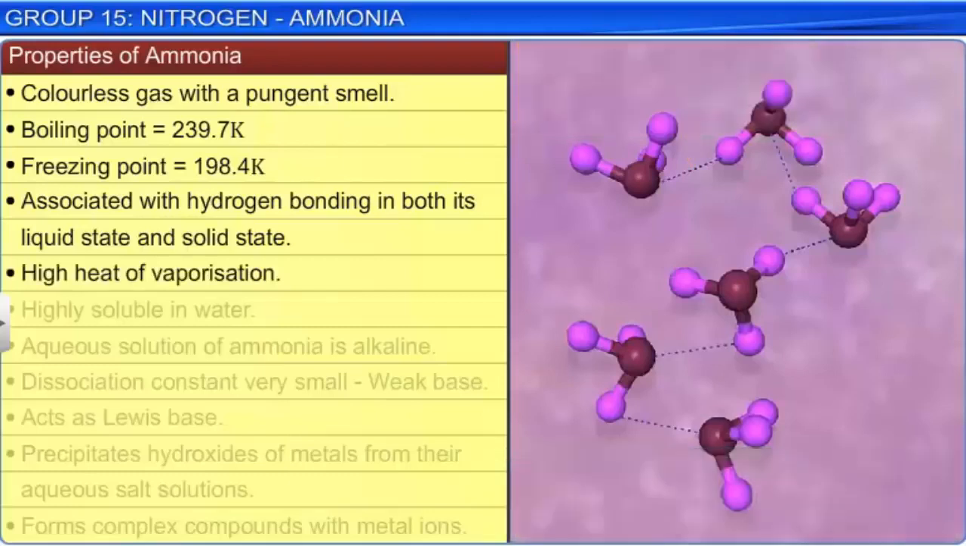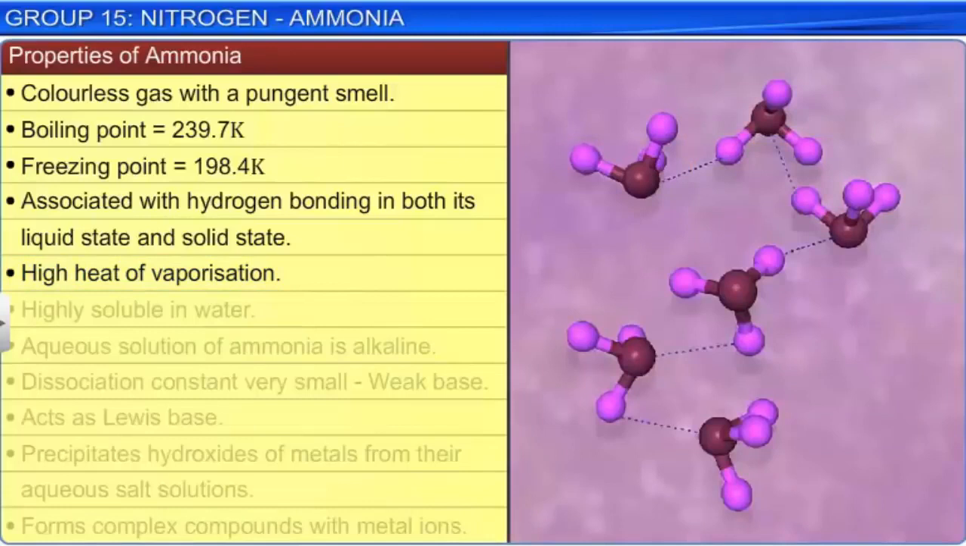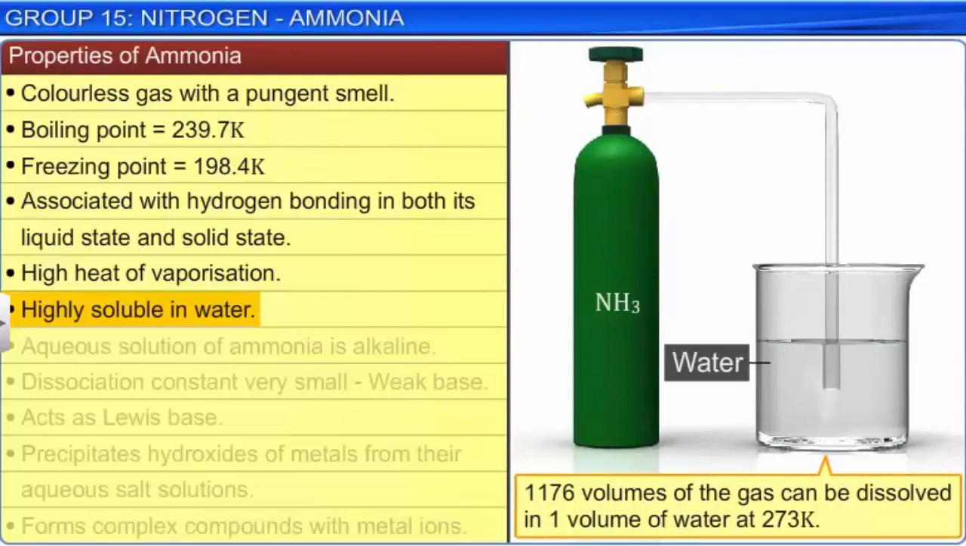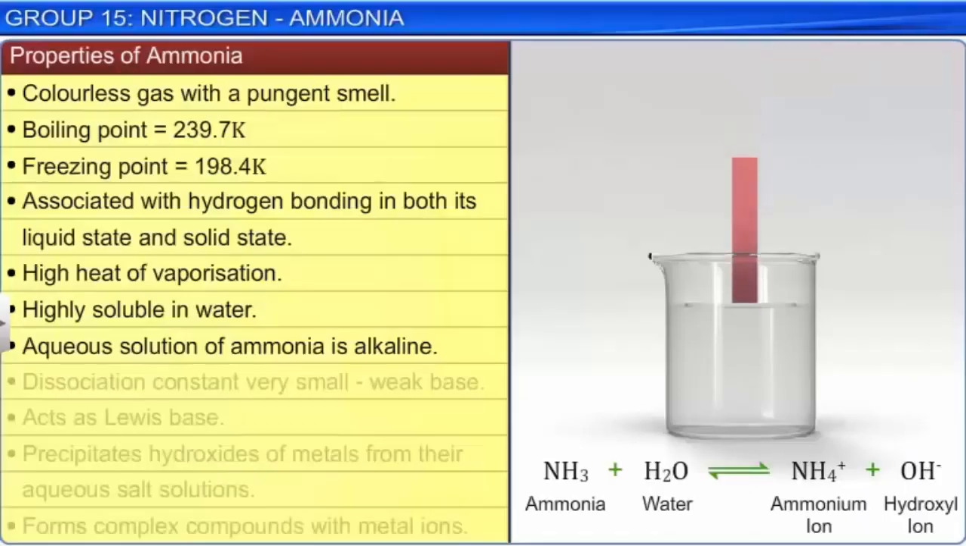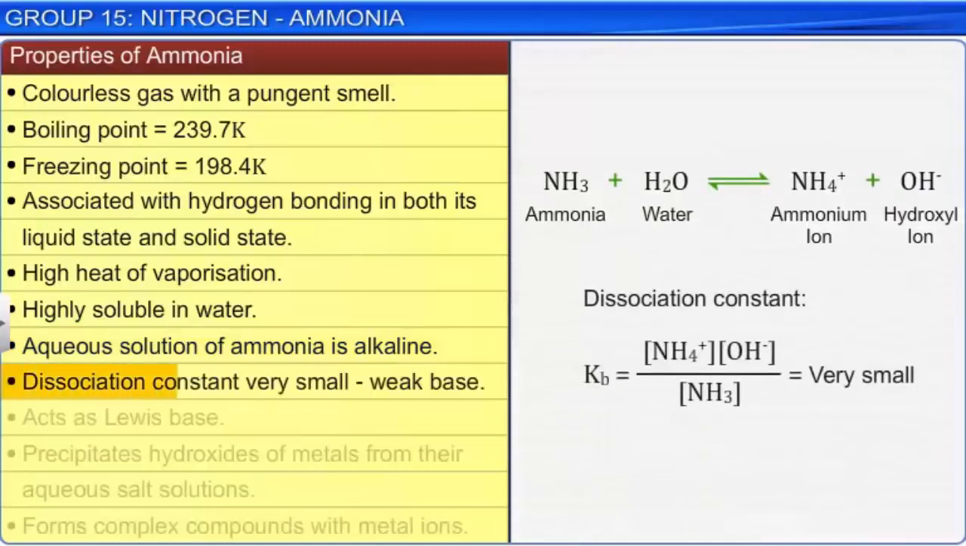Note that liquid ammonia has high heat of vaporization. For the same reason, ammonia is highly soluble in water. Can you think of this? 1176 volumes of the gas can be dissolved in 1 volume of water at 273 Kelvin. The aqueous solution of ammonia is alkaline because it produces hydroxyl ions. Its ionization in water is represented here. However, the dissociation constant of ammonia Kb being very small, it is a weak base.